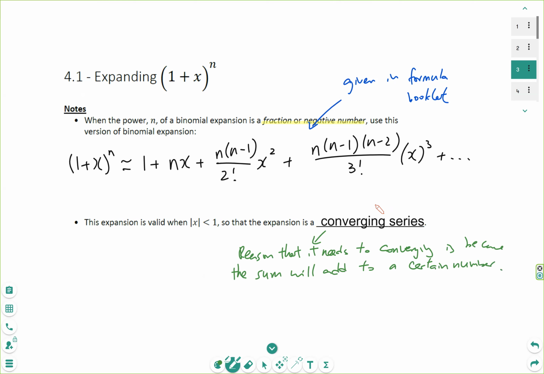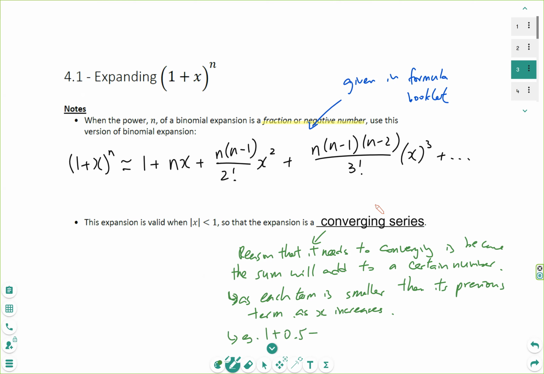E.g., because each term is smaller than its previous term as x increases. So for example, 1 plus 0.5 plus 0.25 plus 0.125. Hopefully you can use your chapter 3 knowledge about series and sequences to work out the sum to infinity.